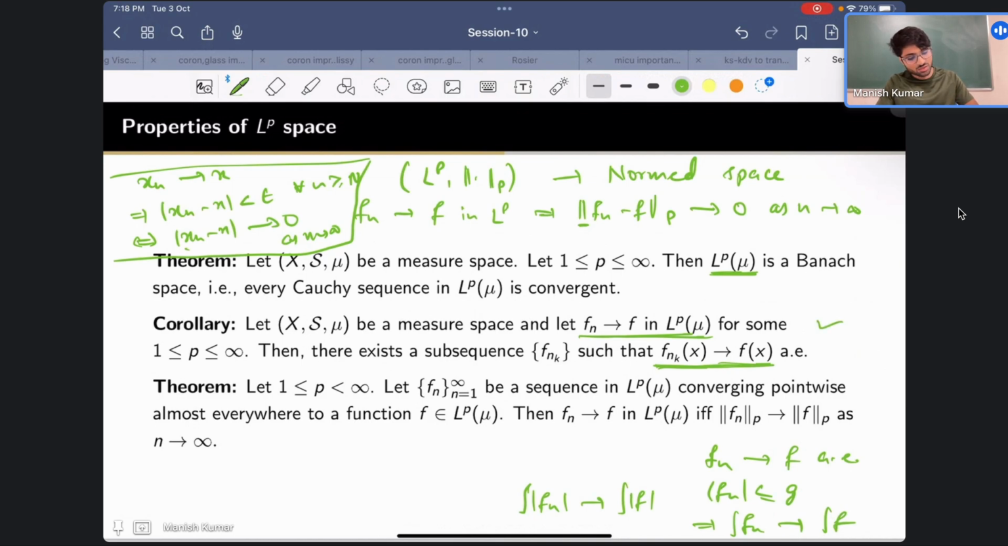This is telling you, for p equal to 1, that you actually saw this also. Fn converges to F is equivalent to saying that Fn minus F converges to 0, that means the L1 norm of Fn minus F converges to 0. This theorem is saying something converse: if Fn converges to F in L1 norm or in any LP norm, then Fn converges to F almost everywhere. But Fn does not converge; there exists a subsequence such that that subsequence converges to F.